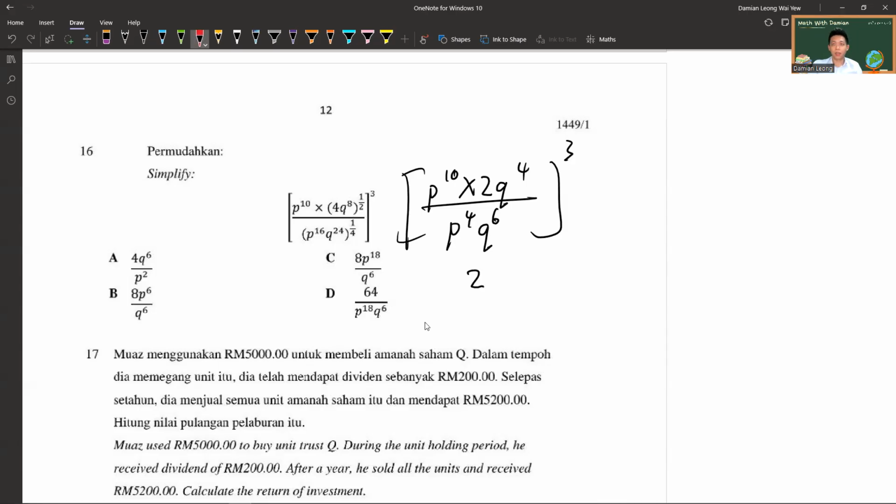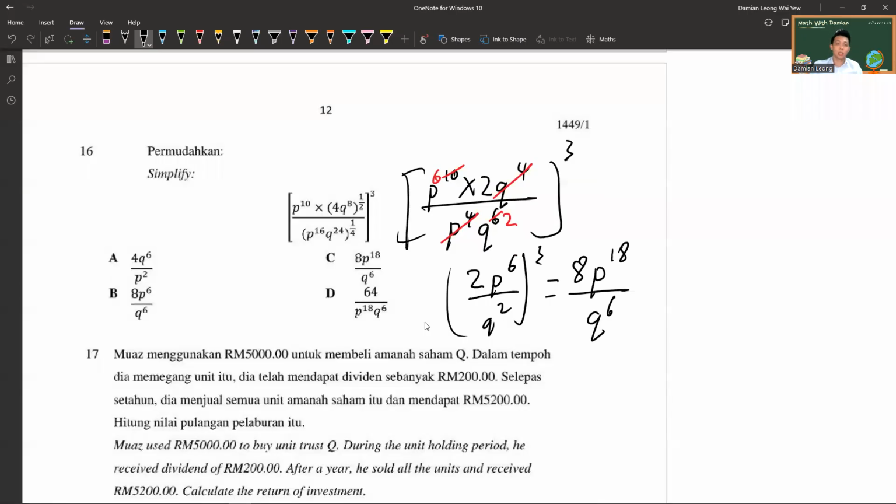Okay, I can even just cut like that. Q to the power 4, Q to the power 6, take 4 away, left with 2. P to the power 4, P to the power 10, take 4 away, left with 6. So 2p to the power 6 over q to the power 2, then power 3. So 2 to the power 3, 8. P to the power 6 power 3, 6 times 3, 18, over q to the power 2 times 3, 6. 8p to the power 18 over q to the power 6. Answer C.